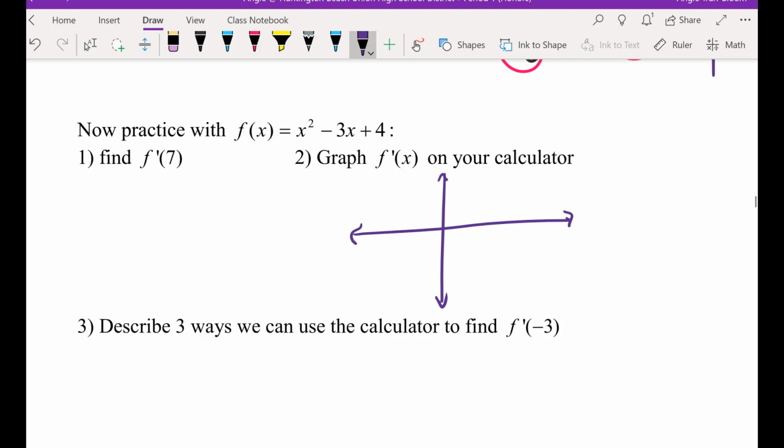1, 2, and 3. And then on number 3, just summarize what we just did. Just the 3 ways we can use a calculator. Anybody need help on number 1? You got 11 there? Good. And then number 2, how do you graph out the derivative on the calculator?